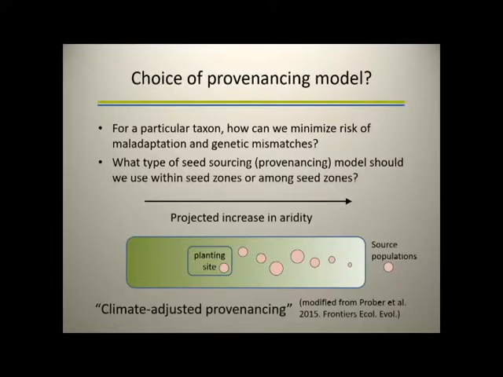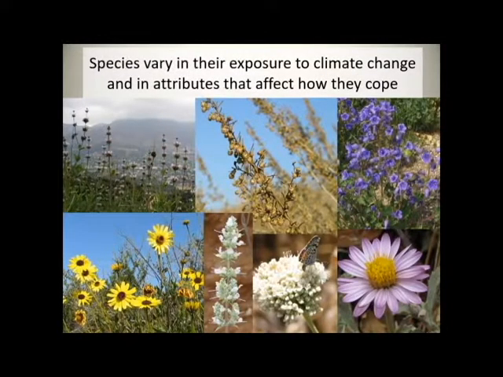There are different provenancing models. So once you think you do need to consider how you're moving seeds around, this is a cool one called climate adjusted provenancing. If you know that you have a projected increase in aridity in a certain place, and you have a planting site that you need to revegetate or restore, you might consider collecting your source seeds from different distances away, but within a confined region, within something sensible. Maybe it's within an ecoregion.